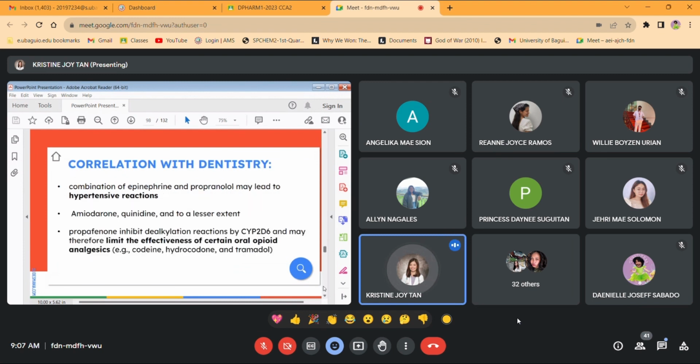So, combination of epinephrine and propranolol. Propranolol, or LOL, this is a beta blocker. May lead to hypertensive reactions. So, take note.